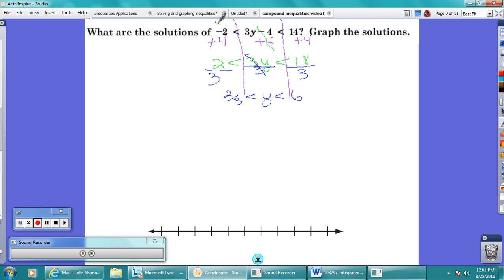Okay? You can solve these separately if you want. Pull them apart. 3y minus 4 less than 14, and then on the other side, -2 is less than 3y minus 4. Pull them apart and solve them that way. It's the same thing. I'm going to add the 4 over here and divide by 3. Add the 4 over here and divide by 3.